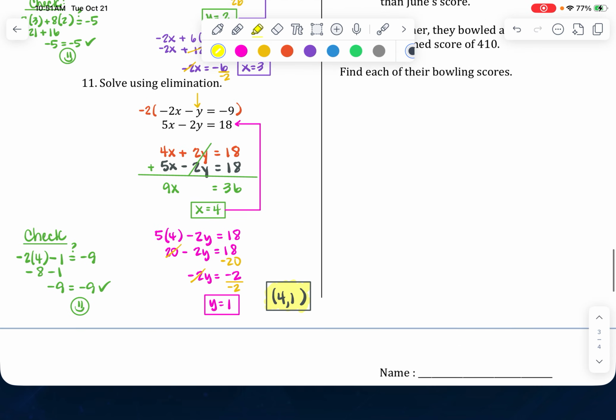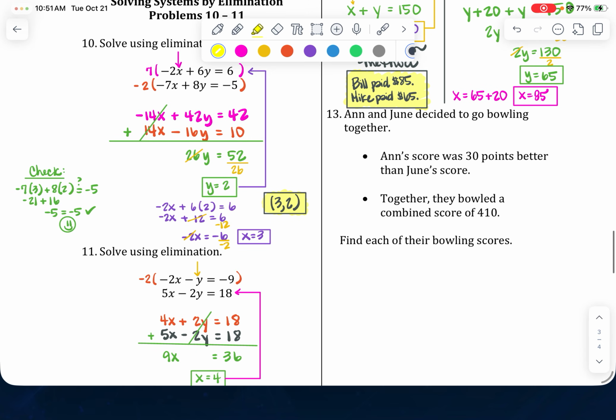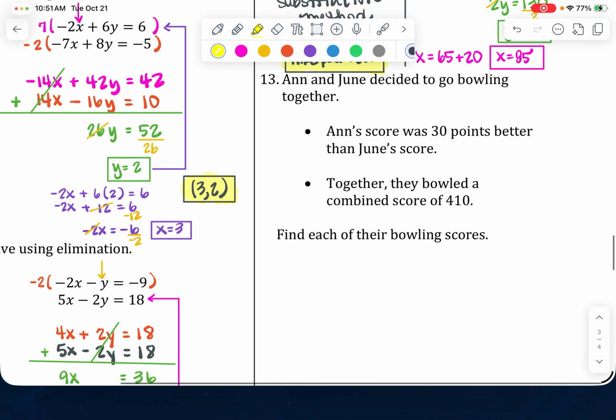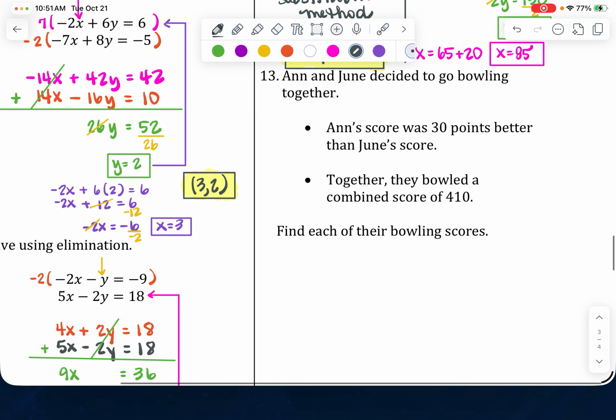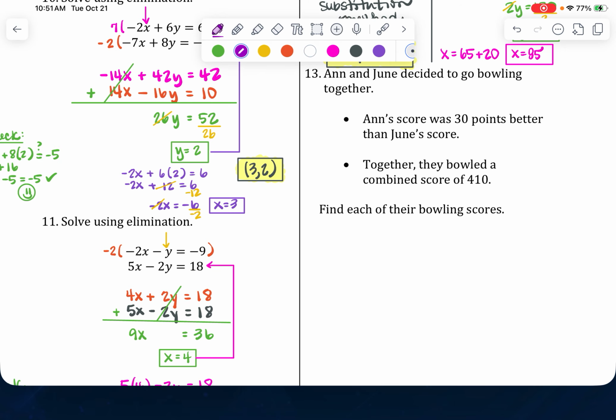Okay, a few more to go. I hope these are all word problems. Okay. Anne and June decide to go bowling together. All right. Anne's score was 30 points better than June's. Together, they bowled a combined score of 410. Find each of their bowling scores. Okay. Well, I know I need to identify my variables.